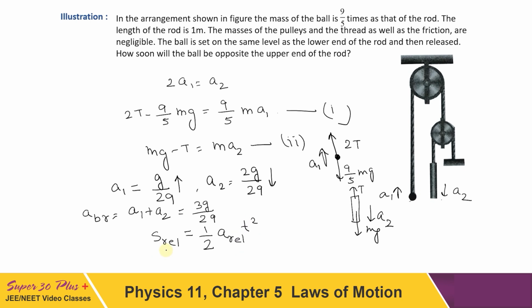If we substitute the value of a relative as 1, a relative I have already calculated, that is 3g/29, then T comes out to be root under 58/30, that is close to 1.4 seconds. So you can see, to solve this question we have used the constraint relation, we have written equations from laws of motion, as well as the kinematical equation.